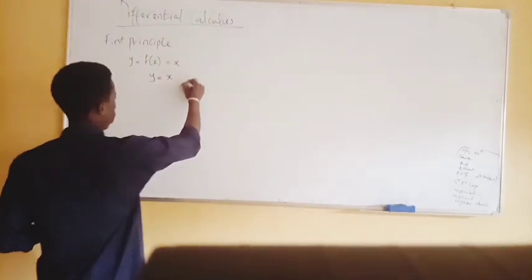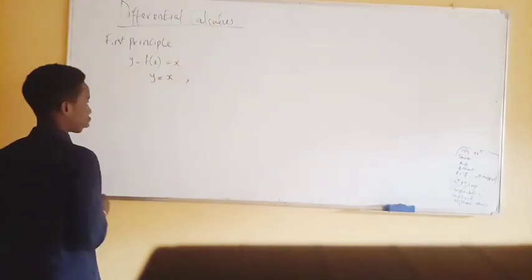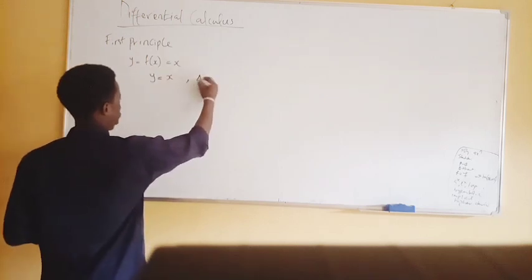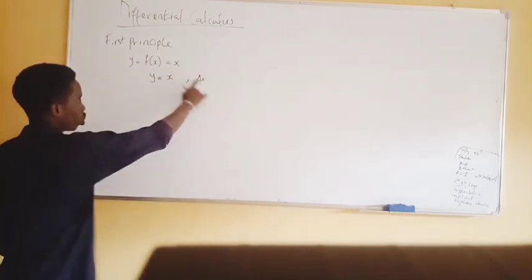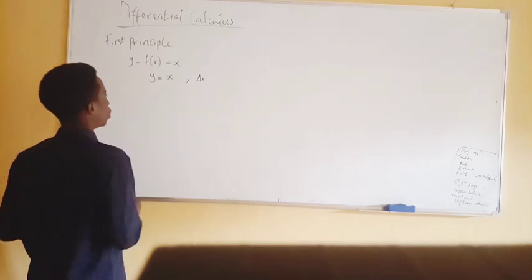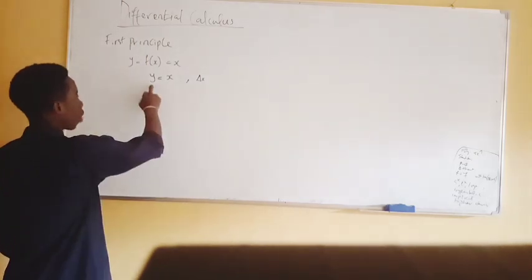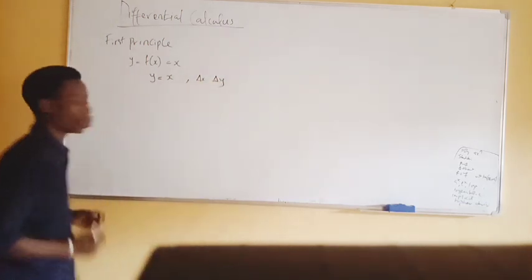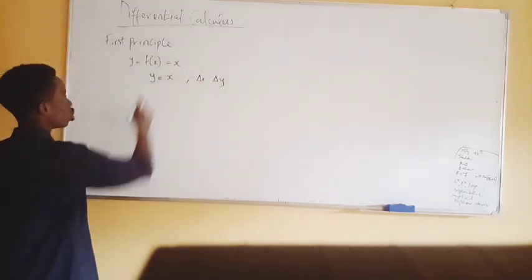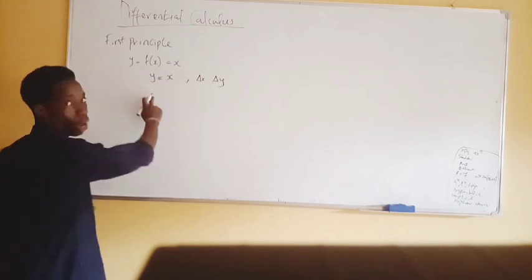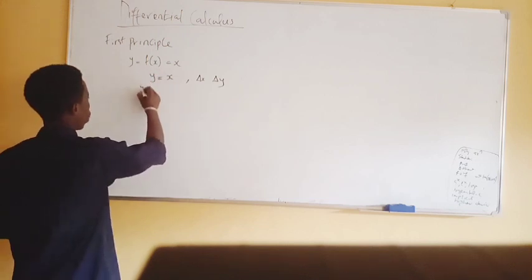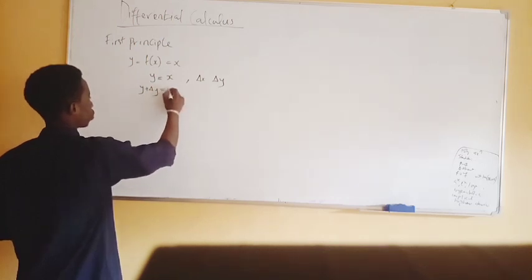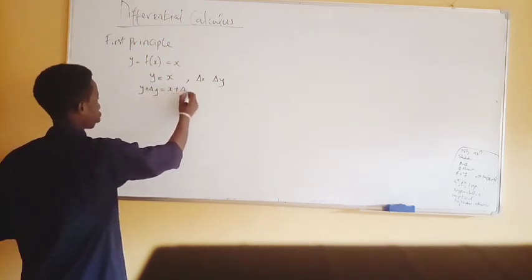Now, let the change that will occur in x be referred to as delta x. This is the change in x, while the corresponding change in y that results is delta y. So, a change in x causes a change in y. Therefore, y plus delta y will give us x plus delta x.